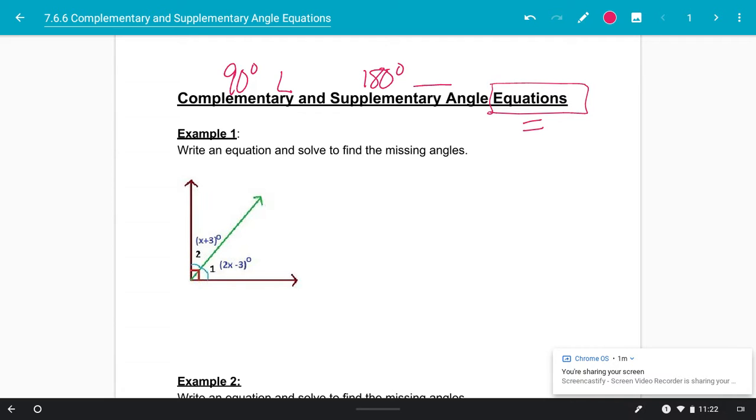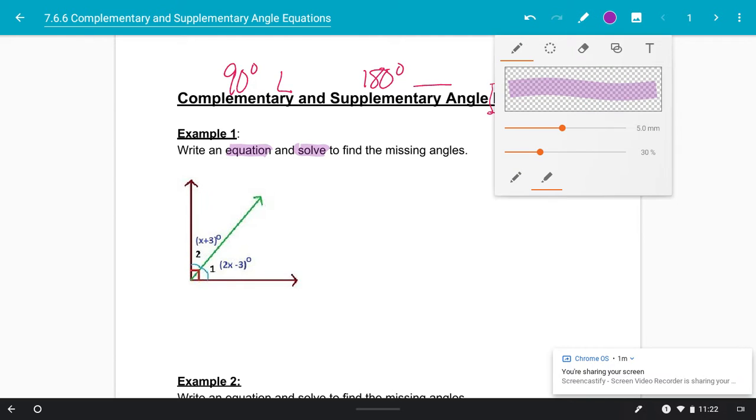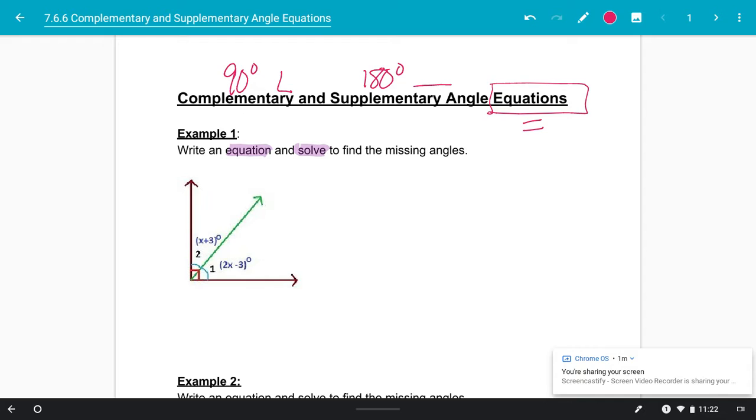So for our first question here, we're going to be asked to write an equation and to solve to find the missing angles. So we have two parts here, not just that we're going to write an equation, but we're going to solve to find the missing angles. So I want to know what's the actual measure of angle 1, not just that it's 2x minus 3, but what's the actual degree measurement. And for angle 2, not that it's x plus 3, but what's the actual degree measurement.